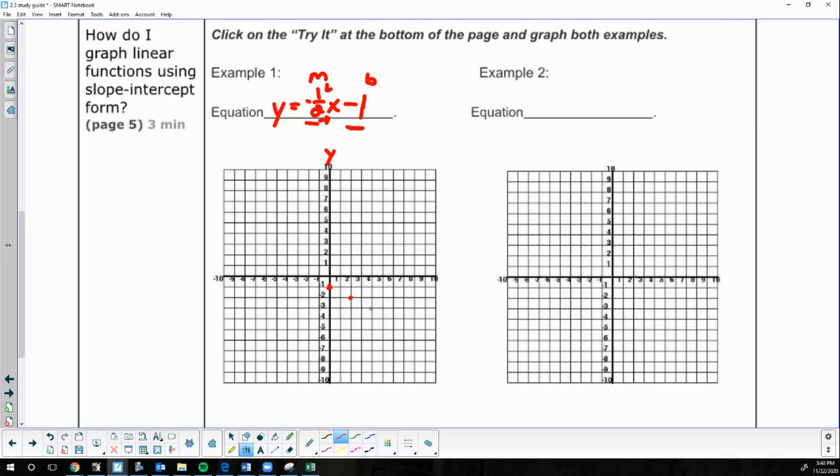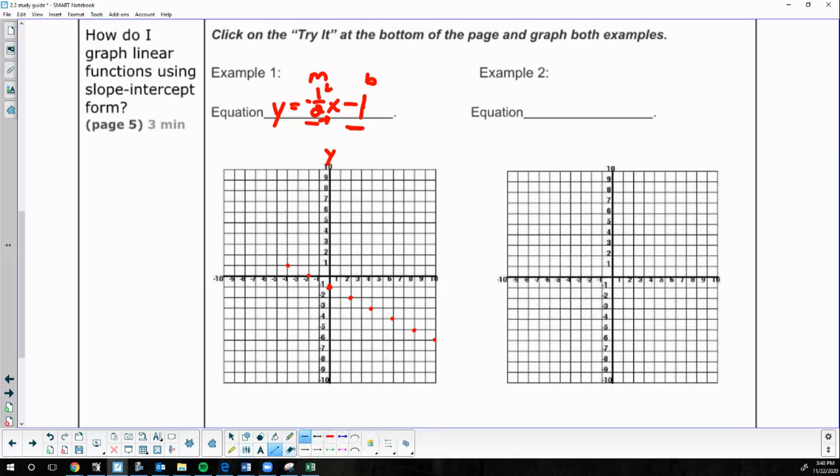Down 1 and over 2, down 1 and over 2, down 1 and over 2. And then you can keep going as much as you need. If you want to go backwards, you follow the directions backwards. So it's up 1 and left 2, up 1 and left 2.